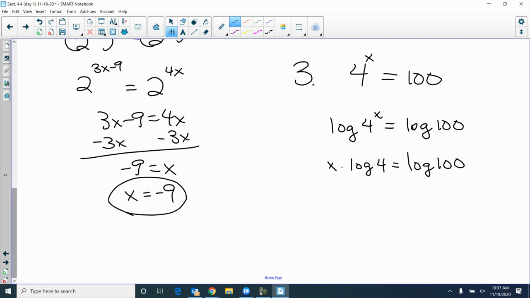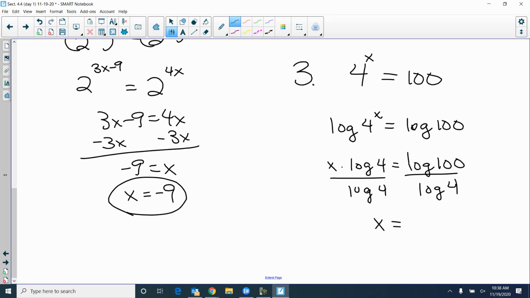Now, log of 4 is a number. Divide by log of 4. And x equals, whatever you get, to 3 decimal places. You're not going to get a whole number here. It's got to be between, because 4 squared is 16, 4 cubed is 64, and 4 to the 4th power is 2 something. So it's got to be between 3 and 4.